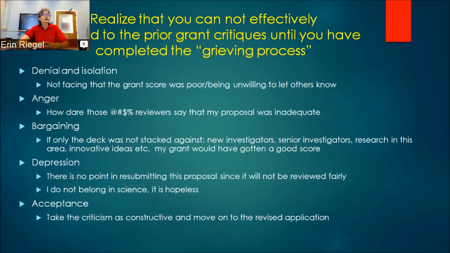Also, you go through anger, and that's "how dare the damn reviewers say that my proposal was inadequate." And this is the part where people really say that the grant reviewers are unfair, they're stupid, they're biased, they're an old boys network, or they're out to get me for a reason X, Y, Z, P, Q. And while I am not denying that all of those things have happened, it is actually extraordinarily rare. And 99% of the time, none of those things are true about why you got a bad grant score.